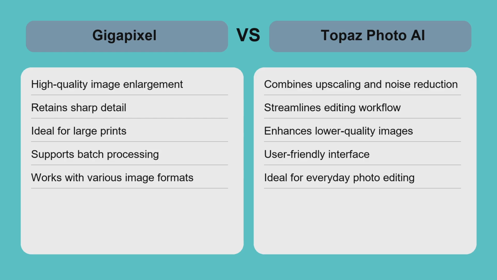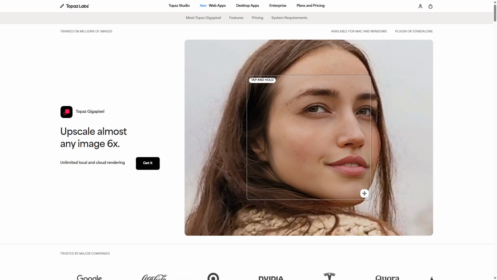Both tools integrate well into photo editing pipelines but serve different user needs depending on whether specialized upscaling or comprehensive enhancement is the priority. Choose Gigapixel if your focus is on superior upscaling quality with sharp, detailed enlargements, especially for professional printing or high-resolution cropping.